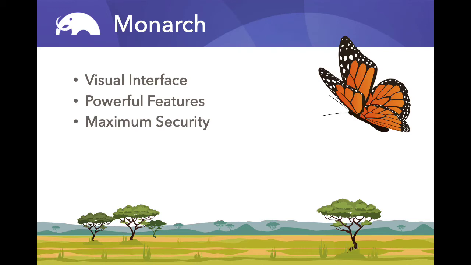Monarch makes it easy to move connected sets of Salesforce data between orgs. All relationships are maintained. Monarch has a visual interface, powerful features, and provides maximum security so that your data stays private. Let's take a quick look at Monarch.